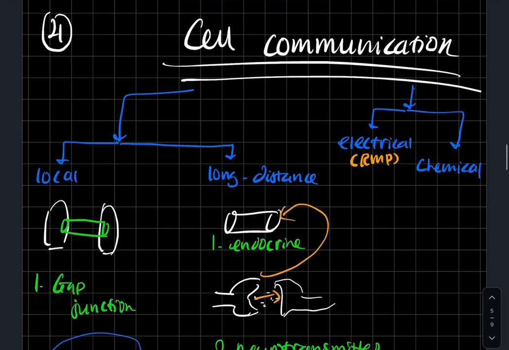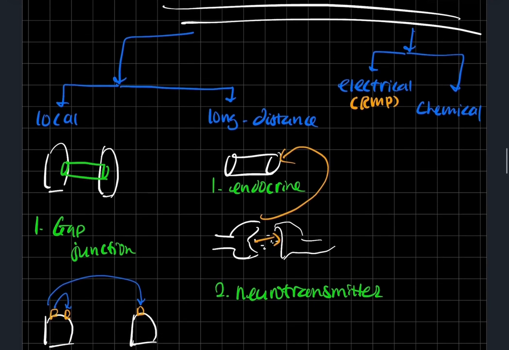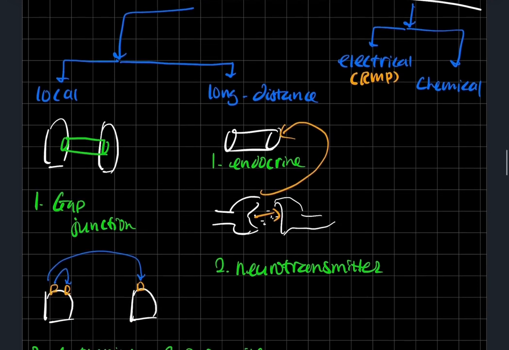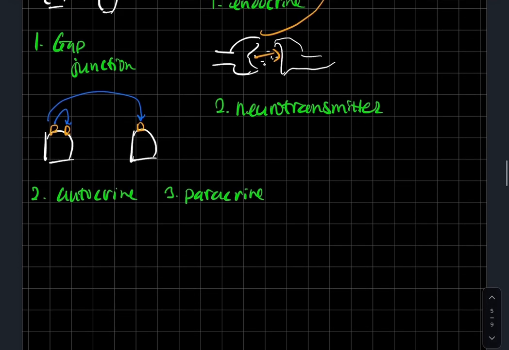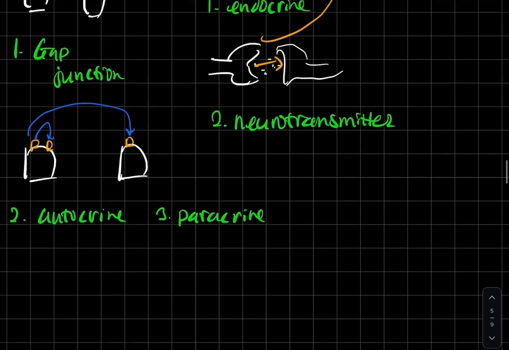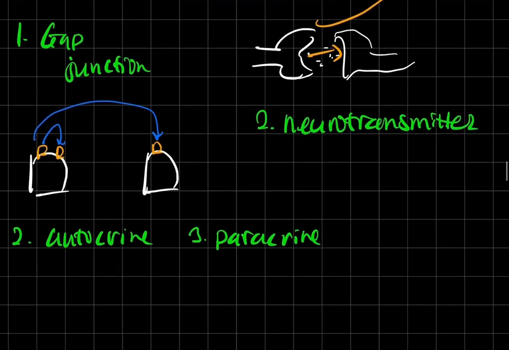Fourth concept is cell communication. So for cell communication, there's a few different categories, but we're going to cover the first one, which is local and long distance. So local is basically between gap junction or autocrine and paracrine. So autocrine, you can think of it as the cell produces signaling molecules and it uses them. Whereas paracrine is the cell produces the signaling molecule, but it acts on other cells.